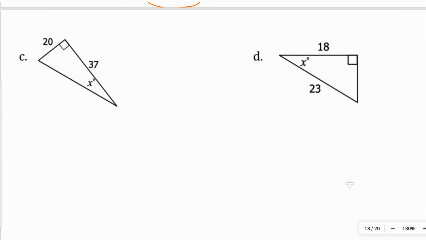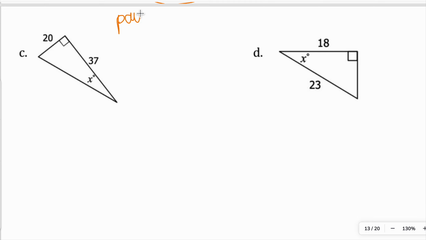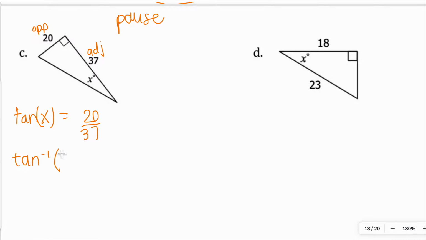Next, we have letters C and D. So again, pause here if you want to try it on your own. If not, let's go ahead and click play. So for C, from x, I have opposite over adjacent. So that would be tangent of x can be found by taking 20 over 37. So let's use the inverse of 20 over 37. You can either find the decimal 20 over 37 first, which is about 0.5405, and that's going to give us 28.4.